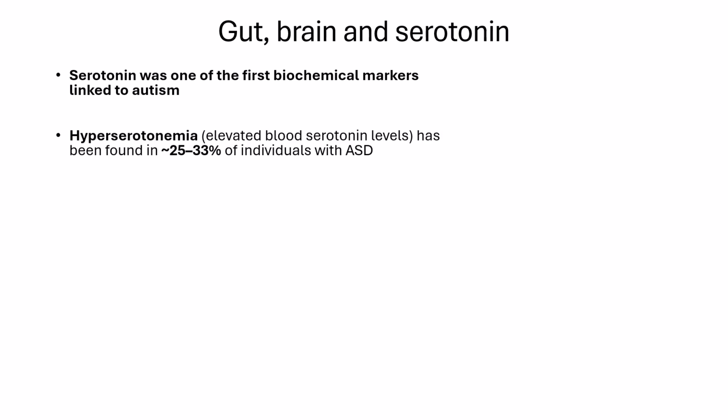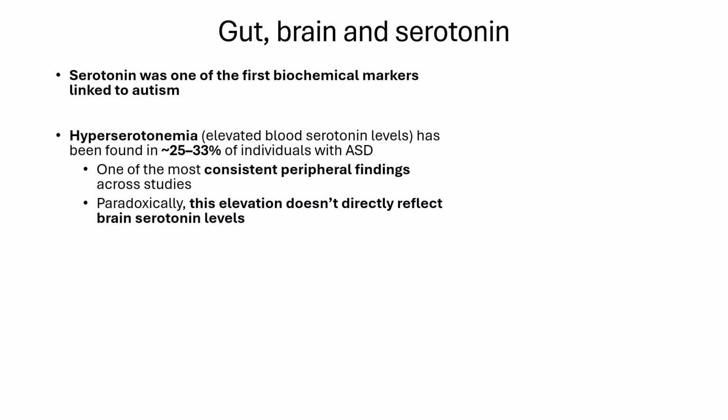Okay, so now to the experiment that actually got me really interested, and to the biology that got me really interested in this topic about gut, brain, and serotonin. I was very interested to learn that serotonin is actually one of the first biochemical markers that was linked to autism. And in fact, hyperserotonemia, so really high blood serotonin levels, has been found in like a quarter of individuals with ASD. And it was one of the most consistent peripheral findings across studies. Again, just a quarter to a third, but still, this is quite non-negligible.